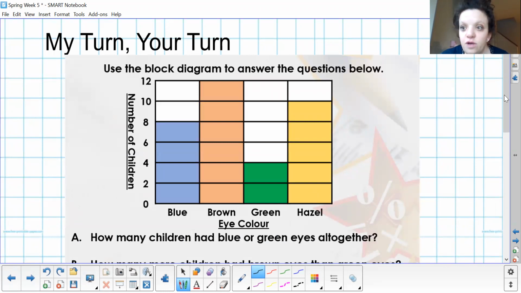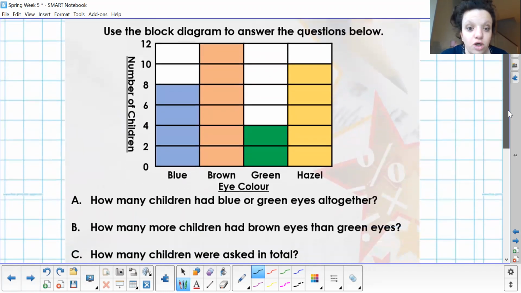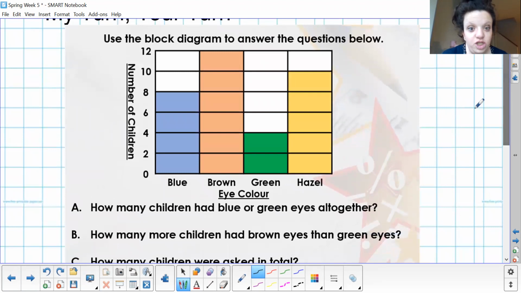Okay, now we're going to do a bit of my turn, your turn. We've got, again, our block diagram, and we've got 3 questions. So the block diagram, this one, is about eye colour and how many children have got this eye colour in a class. So how many children have got blue eyes, brown eyes, green eyes, hazel eyes? So first of all, pause the screen and look at what we're going up in. What are our numbers? What are our steps? Off you go.